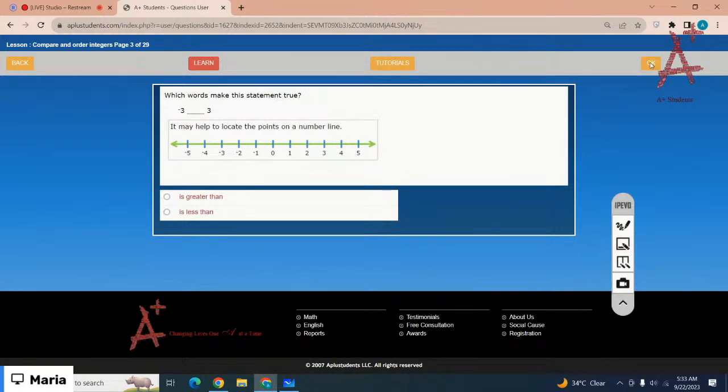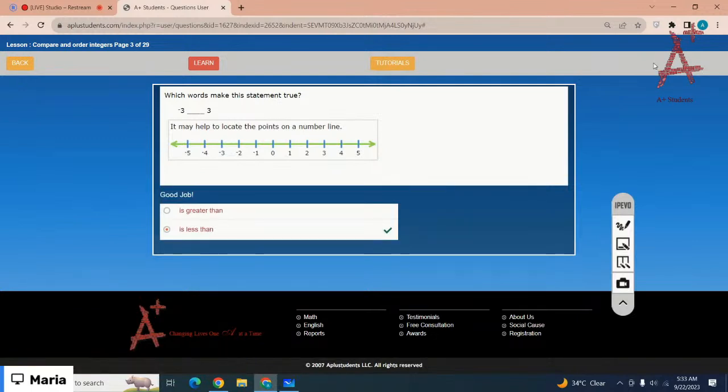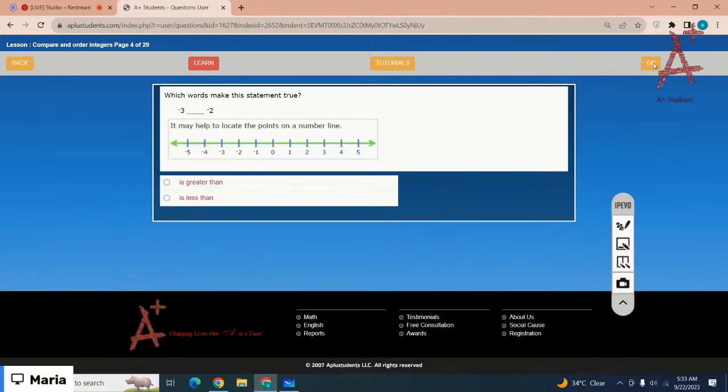-3 and 3. Negative numbers are always less than the positive numbers. So -3 is less than 3. Which words make the statement true? -3 and -2. Which is the correct option? -3 is less than -2.